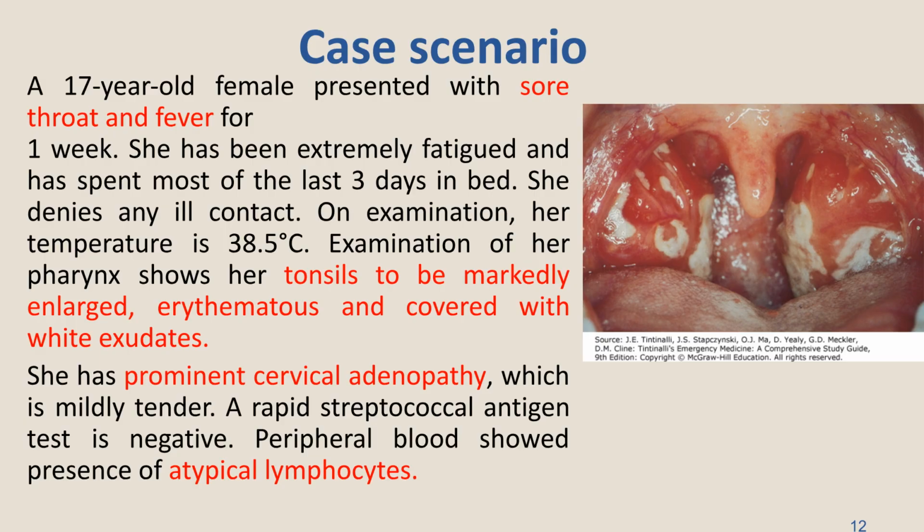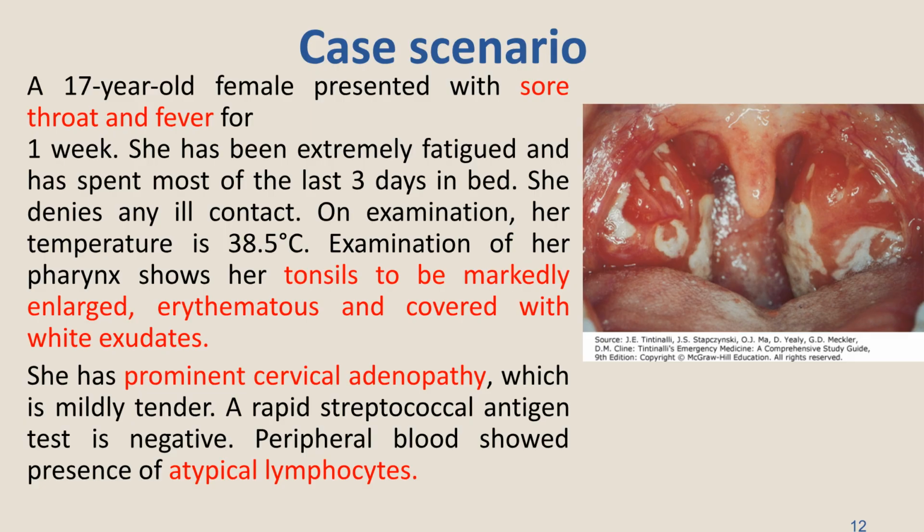On examination, her temperature is 38.5 degrees Celsius, indicating significant fever. Examination of her pharynx shows tonsils that are markedly enlarged, erythematous, meaning very red, and covered with white exudates. This presentation can be mistaken for streptococcal pharyngitis, which is why it's called the great imitator.